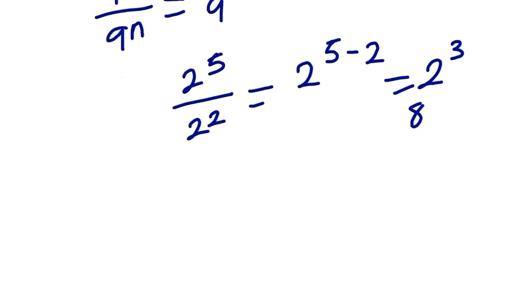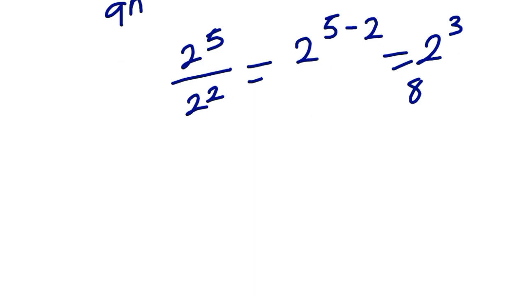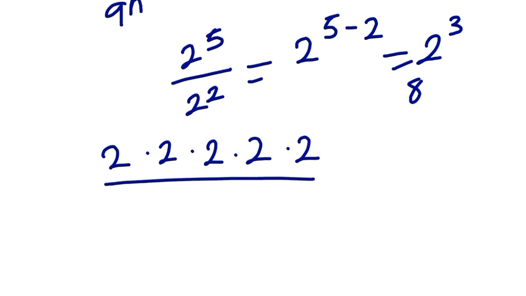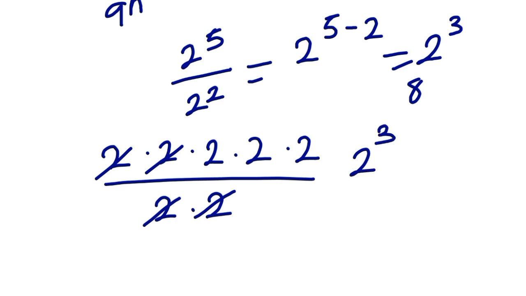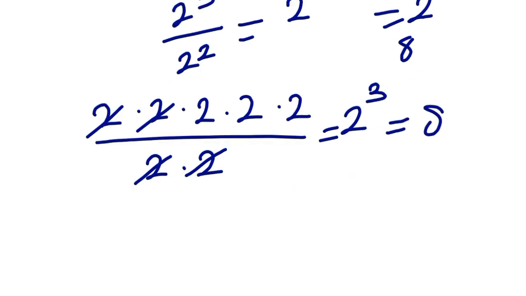Now to prove this law, when you have 2 raised to the power of 5, it will give us 2 multiplied by 2 multiplied by 2 multiplied by 2 multiplied by 2, that is 1, 2, 3, 4, 5, all over 2 multiplied by 2. Now these 2 can cancel these 2 and these 2 can cancel these 2. What are we left with? We are just left with 2 raised to the power of 3, which is still equal to 8.